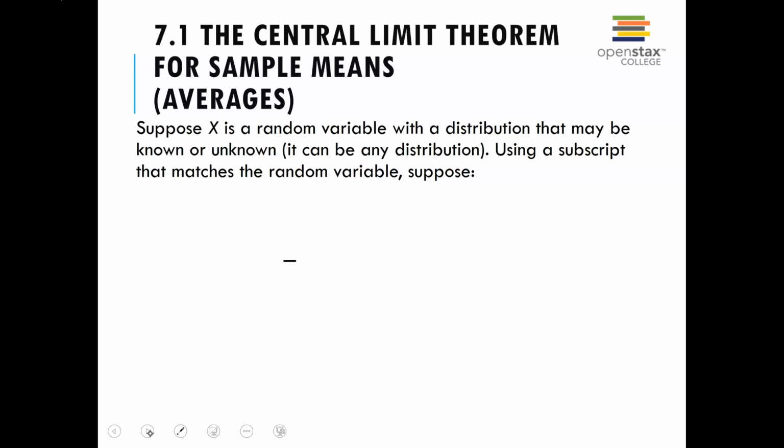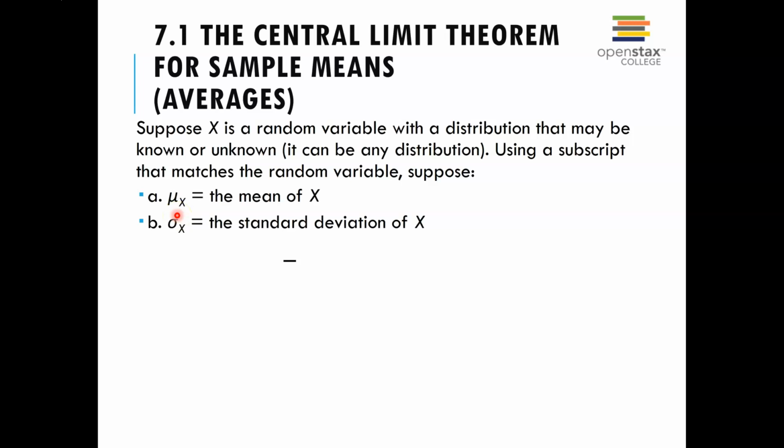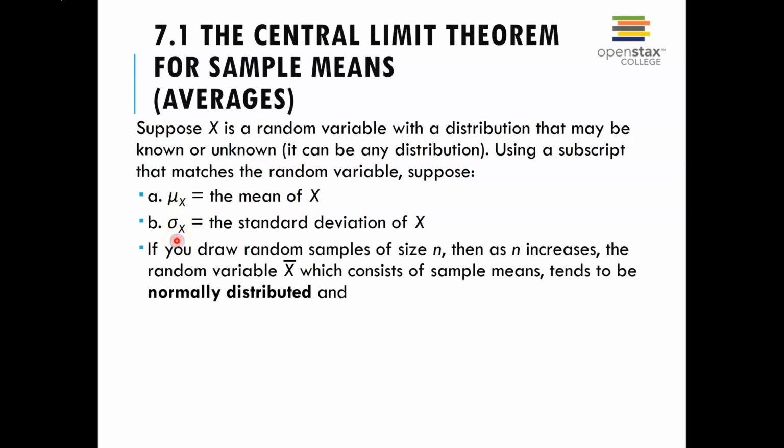So suppose X is a random variable with a distribution you may know, you may not know. It can be any kind of distribution. So it could be uniform, or it could be normal, or it could be any of those that we have studied. And so, of course, there's our same notation that we've been using for our population mean and our population standard deviation. If you draw random samples of size n, then as n increases, the random variable that consists of sample means will tend to be normally distributed.